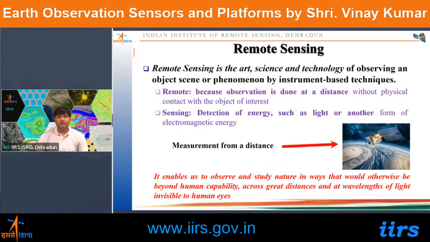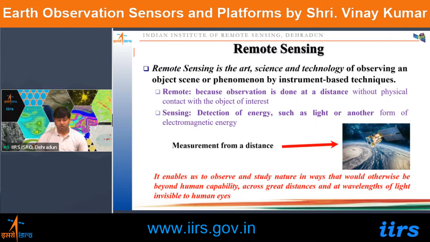So, you are already aware of the definition of remote sensing. Remote sensing is what? It is the art, science, and technology of observing an object, scene, or phenomenon by instrument-based techniques. Remote means we are observing the particular object from a far distance and without being in physical contact with the object. And what are we sensing? We are sensing electromagnetic energy, either in the form of reflected energy, backscattered energy, or emitted energy. So we are sensing electromagnetic energy remotely, and we are acquiring information from the Earth's surface.